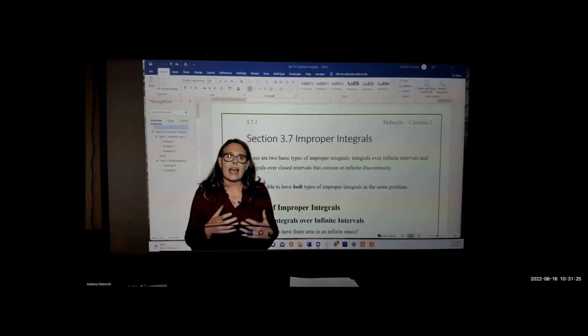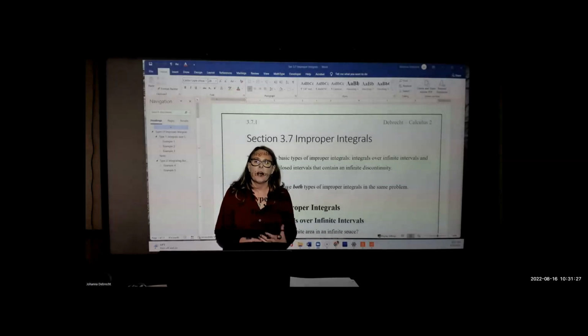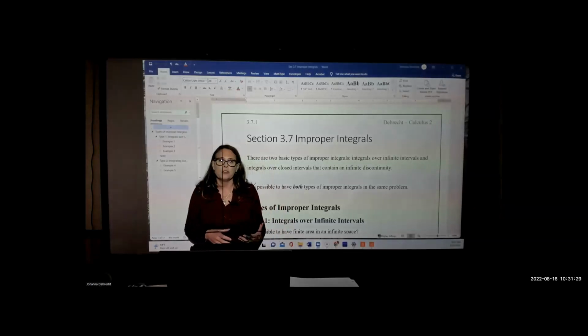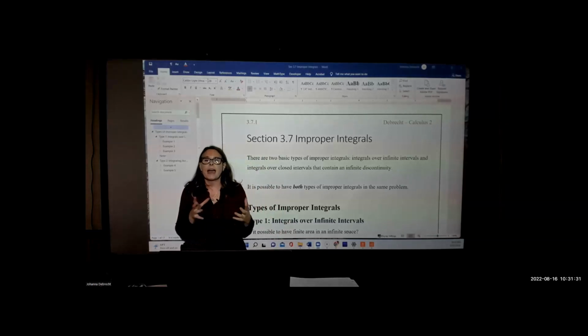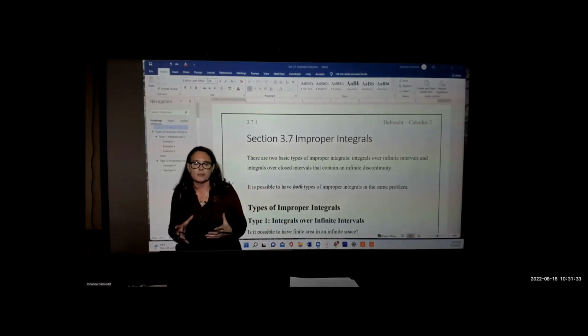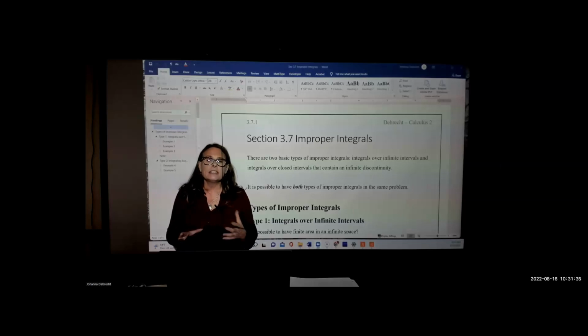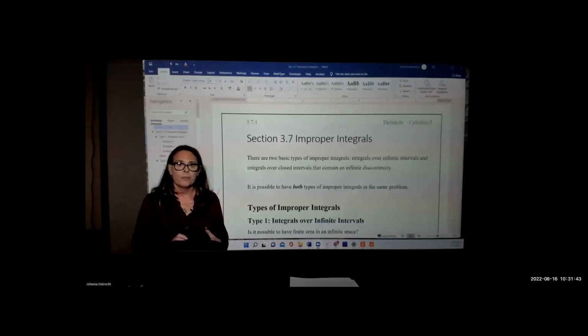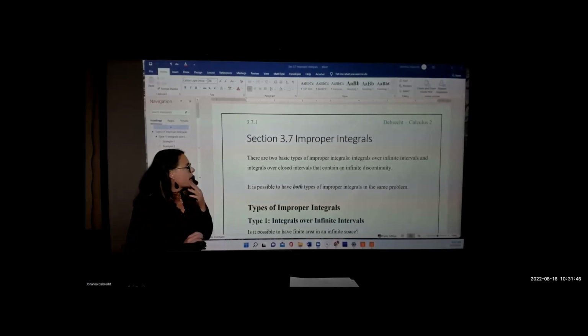So this isn't exactly like integration by parts or trig integrals or trig substitution, in that those were patterns that could be applied to certain types of integrands. These integrands could be completely and utterly different, but instead it's something about the structure of the integral itself that isn't proper. Now, there are two basic types.